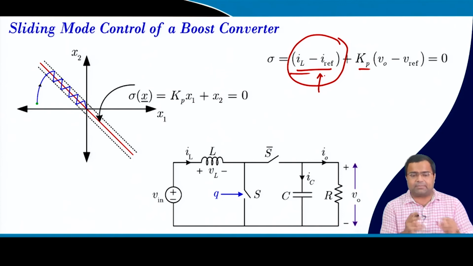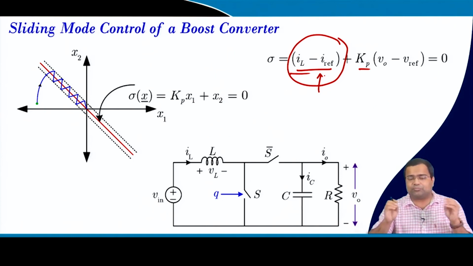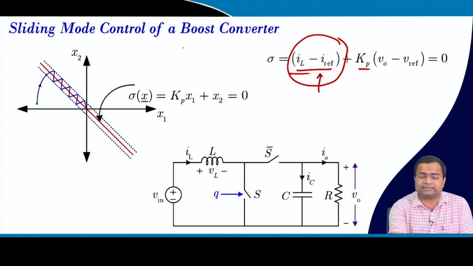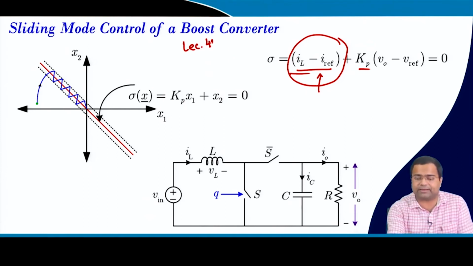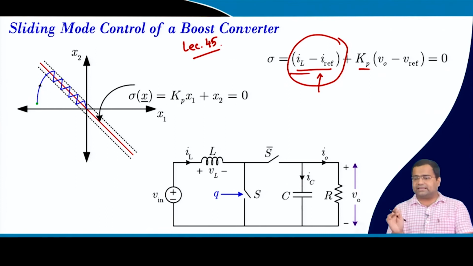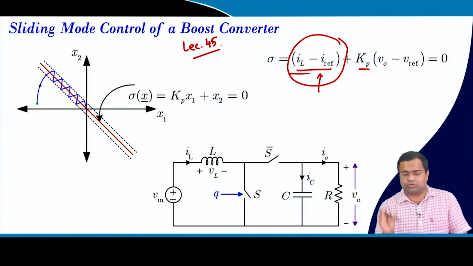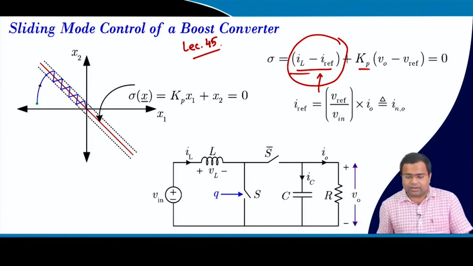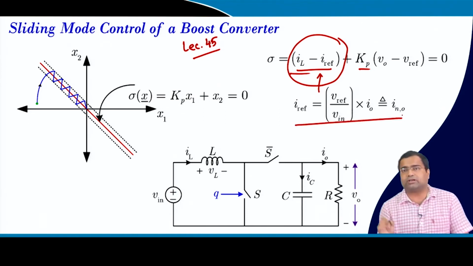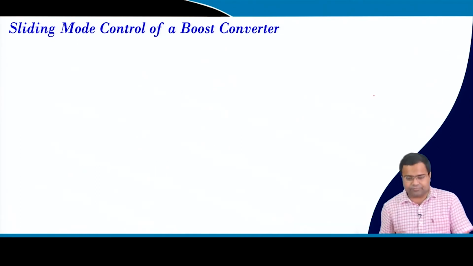And we have discussed some aspects of the boost converter sliding mode basic concept using the vector diagram in lecture number 45, but not in design. So, here we are going to talk about boost converter sliding mode control. And we have used this reference current to be the normalized load current, which is V ref divided by V in, times the load current. Okay.